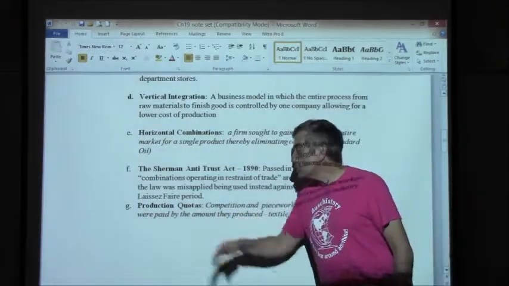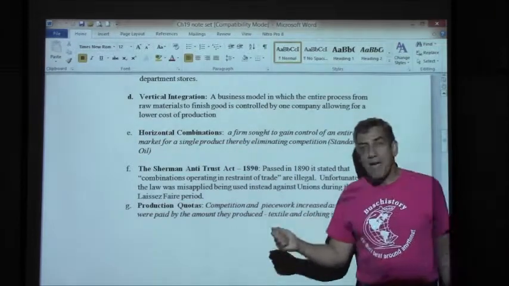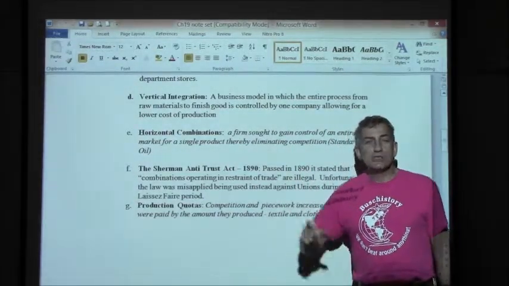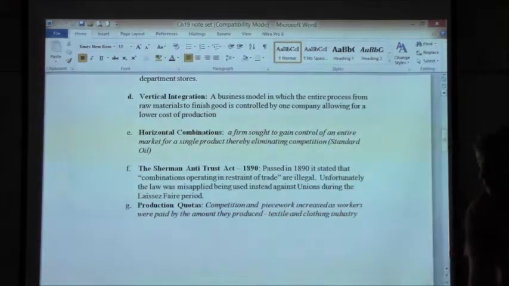We started to have production quotas. Competition and piecework increased because workers were paid by the amount of things they produced. So they became slaves to the machines, because the more they produced, the more money they would make.